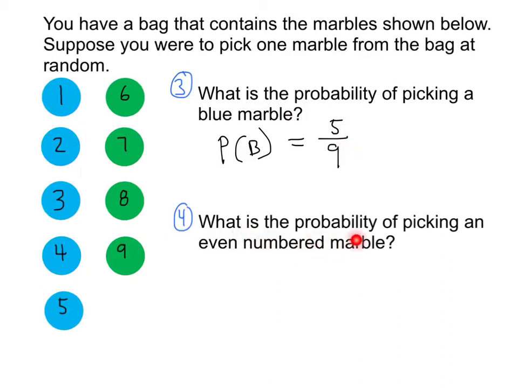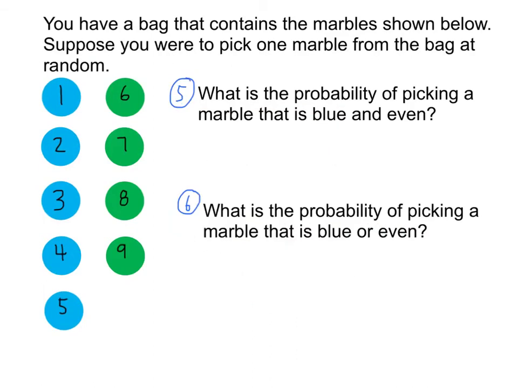What's the probability of picking an even numbered marble for 4? We could say this, probability of an even, where E represents the event getting an even marble. So how many ways are there to get an even numbered marble? 1, 2, 3, 4. So 4 ways out of the total number of outcomes, 4/9.